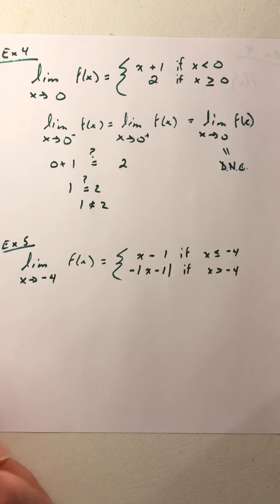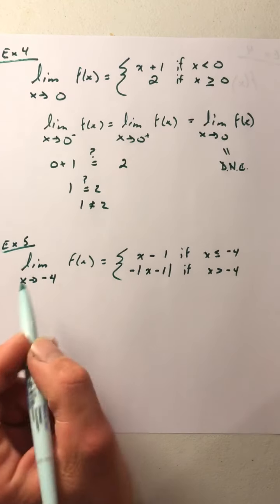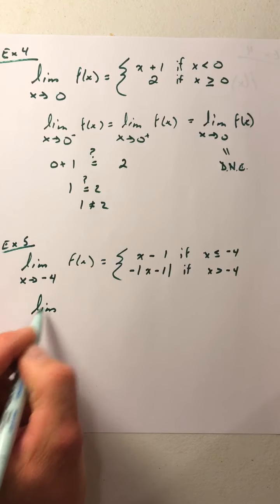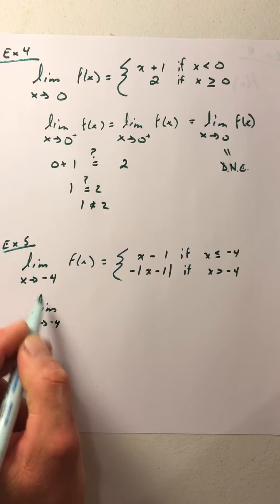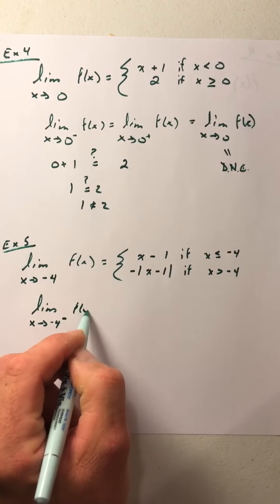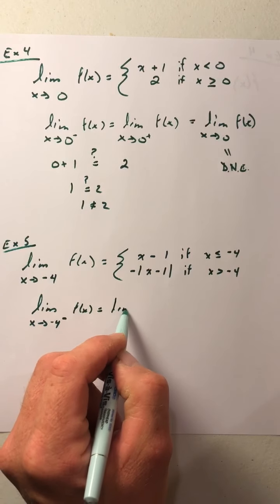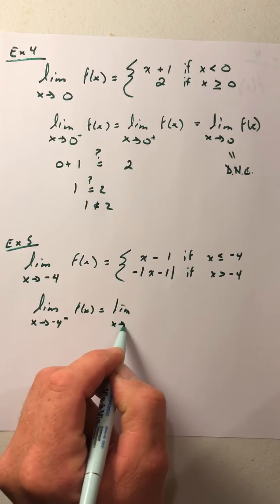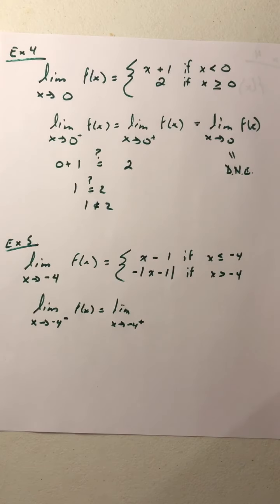In example 5, our last example, we're going to look at the limit as x goes to negative 4 of f of x. Again, for a limit to exist overall, the limit from the negative side of f of x has to equal the limit as x goes to negative 4 from the positive side. And that's the question we're asking: do those two things meet up at each other? Do those two branches come together?